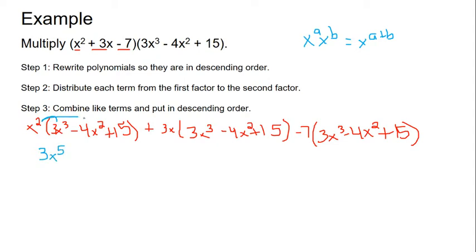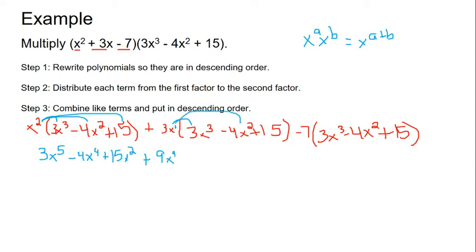Now we're going to take our x squared and distribute it to negative 4x squared. So we're going to have negative 4, and then if we add the exponents, 2 plus 2 gives us 4. Then x squared times our 15, so we get plus 15x squared. So now we're going to do the same thing here for the second one. 3x times 3x cubed, 3 times 3 is 9. And then remember that there's nothing here, so we assume that there's a 1 there as our exponent on x. So 1 plus 3 gives us x to the 4th.